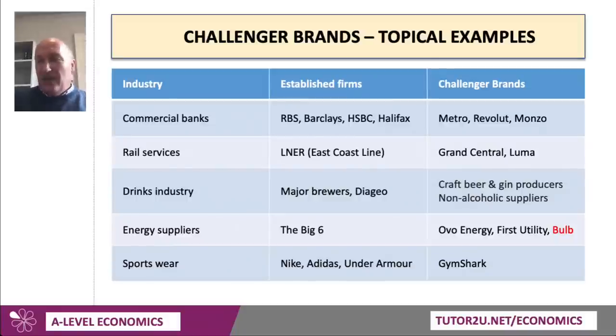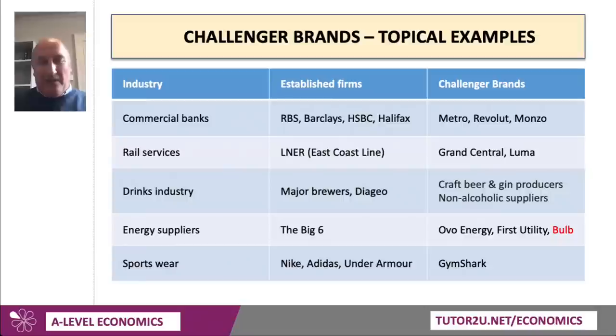It's really quite interesting. If you get a question on rail services, LNER has the monopoly franchise on the East Coast line from London King's Cross all the way to Aberdeen. But now Grand Central and Lumo trains, they are companies that are what's called access operators. They find the little gaps in the timetable and compete with LNER quite successfully.